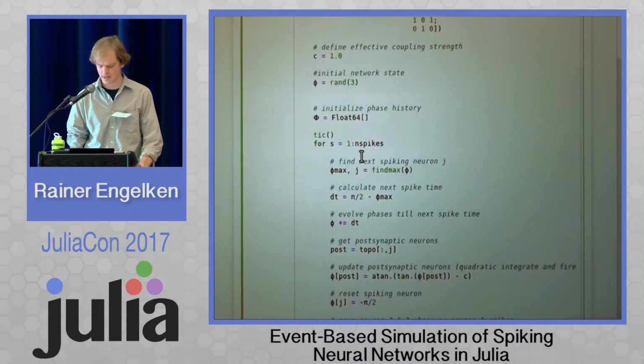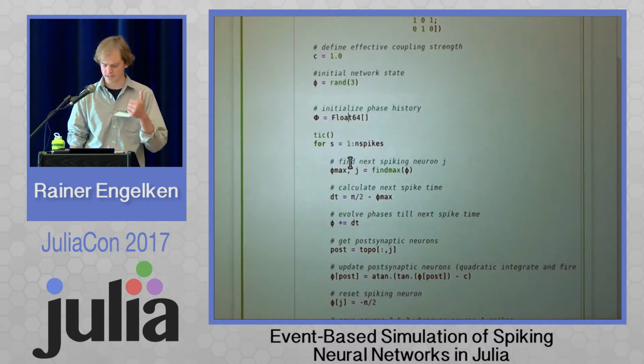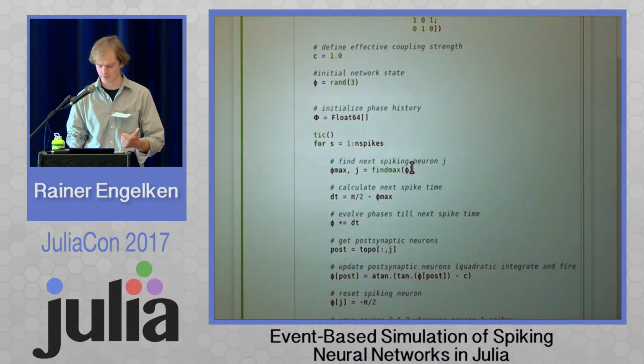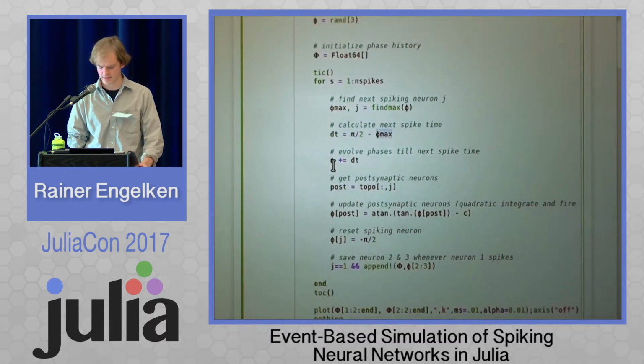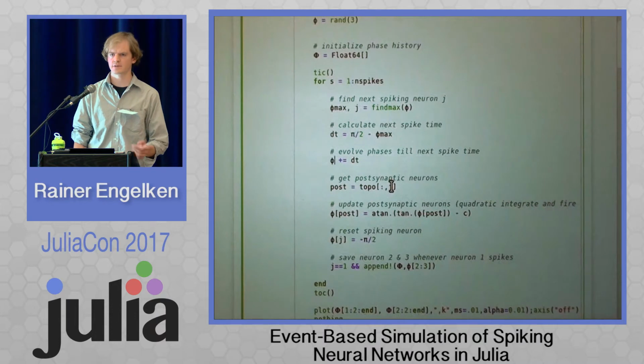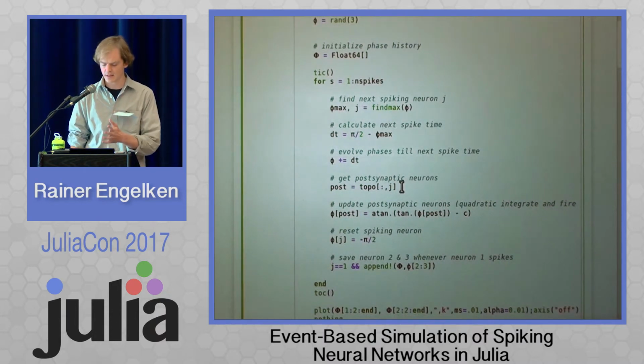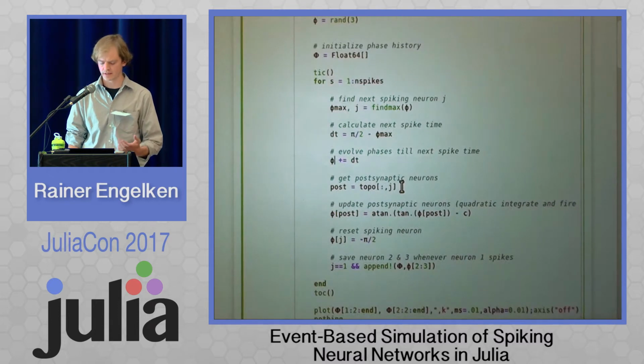And now the main simulation starts. So for the number of spikes we want to simulate, we first have to find the next spiking neuron, just find max of our vector phi, the phases of the neurons. Then our threshold minus the phi max gives us the time to the next spike, our dt. We have to evolve all the phases till the next spike here. Then the index j, that's the index of the spiking neuron, gives us the jth column of the topology, gives us the index of the connected neurons. The receiving neurons, or a fancy word for that is the postsynaptic neurons.